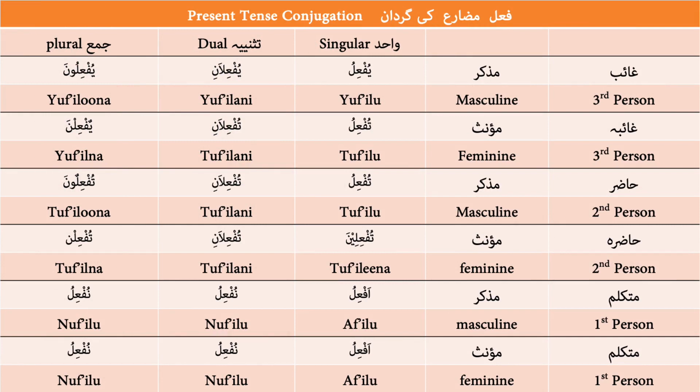The present tense conjugation of fa'ala. Third person masculine singular yaf'alu, يفعل. Third person masculine dual yaf'alani, يفعلان. Third person masculine plural yaf'aluna, يفعلون.